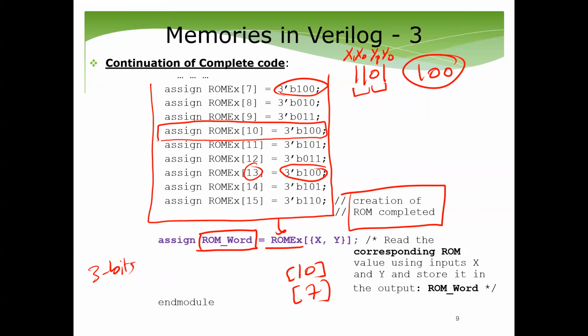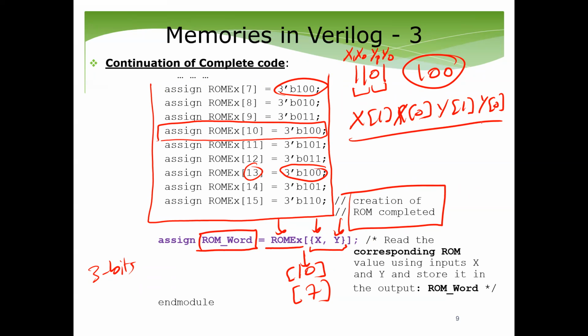But I don't want to fix this number. In the end, I'm using memory, so I have to apply an address. What's your address? Your address is a concatenation of x and y. Why? Because x is x of 1, x of 0, and y is y of 1, y of 0. According to your truth table, you created it this way. So that's why you're going to concatenate x and y.